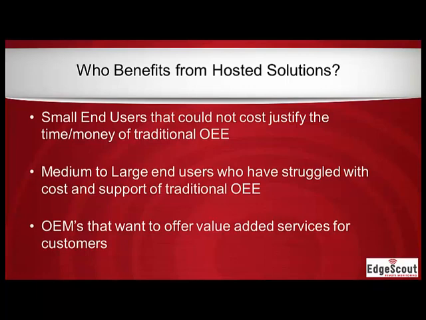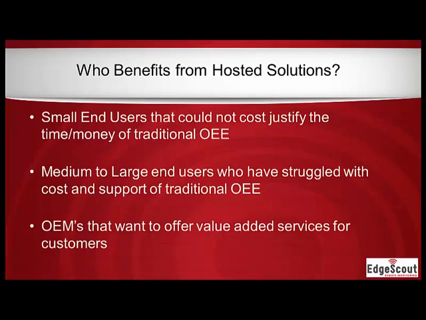But a traditional analytics system has been out of reach because they can't cost justify it. It's a big expense up front. They don't know if they have the expertise to maintain it. We make that really simple because with the low cost and low maintenance requirements, it becomes much more accessible to smaller end users.